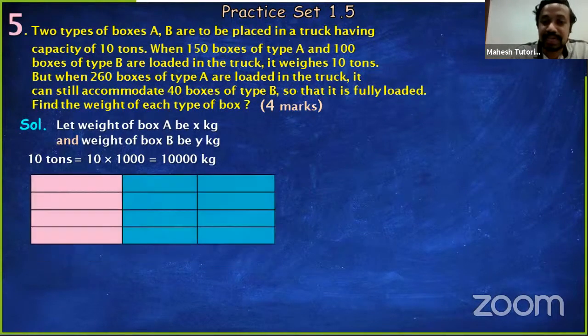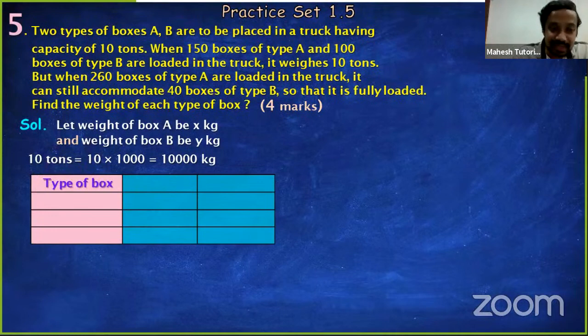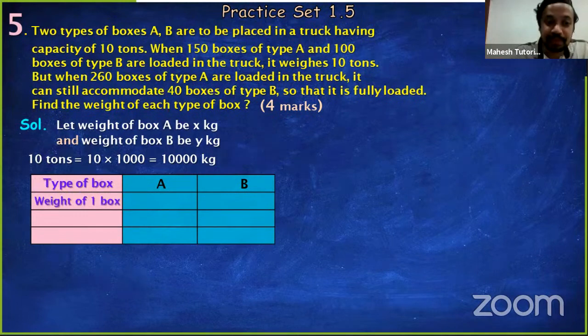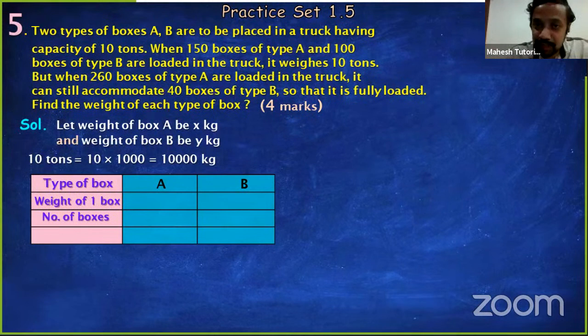For the first condition, let us prepare a small table. Give it the following headings: type of box. We are very well aware there are two types of boxes in this sum, that is type A and type B. Next, weight of one box. Next, number of boxes. And finally, the total weight. This will help us to easily frame the equation based on the condition given in the question.